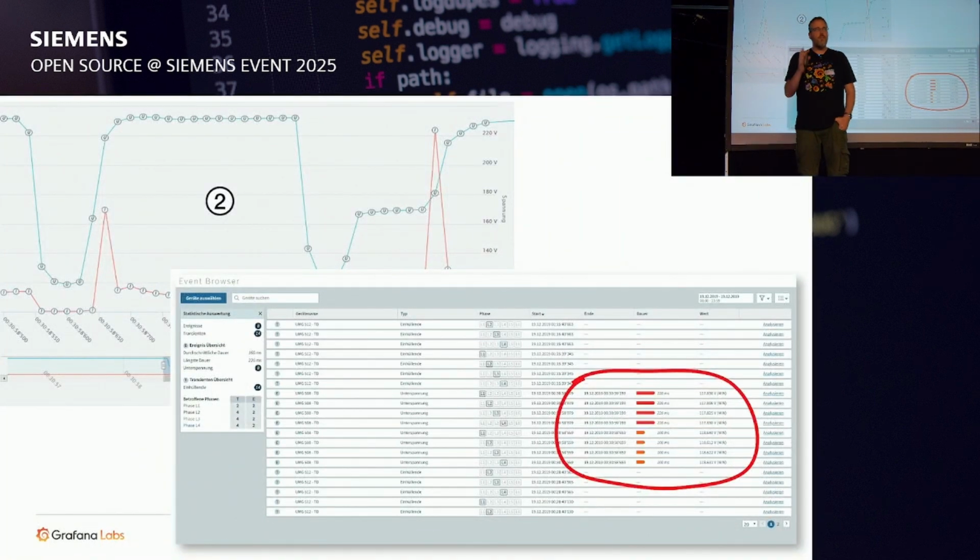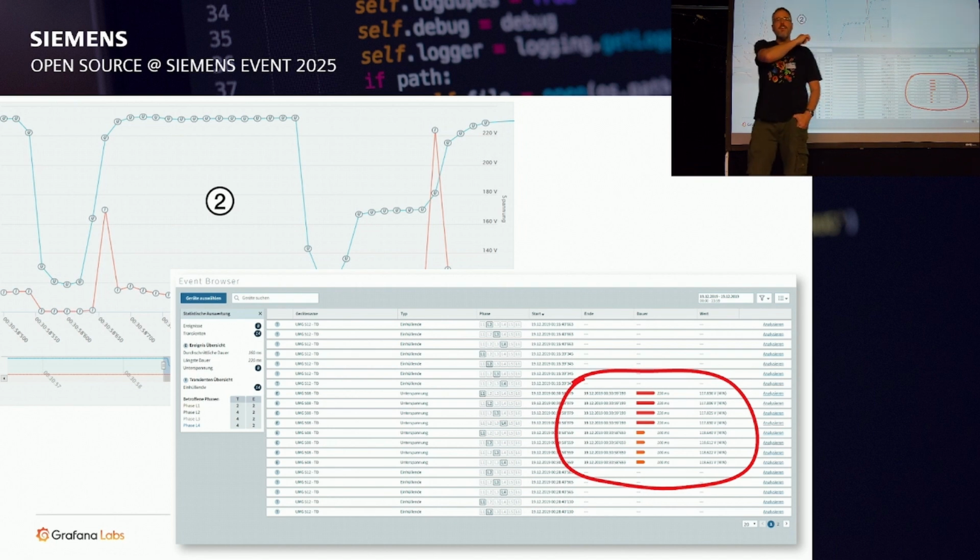There's one thing, this is Janitza, not Siemens, I'm sorry, but the thing which you see here is A, graphs, and B, events, logs, call them whatever you like, doesn't matter the name.